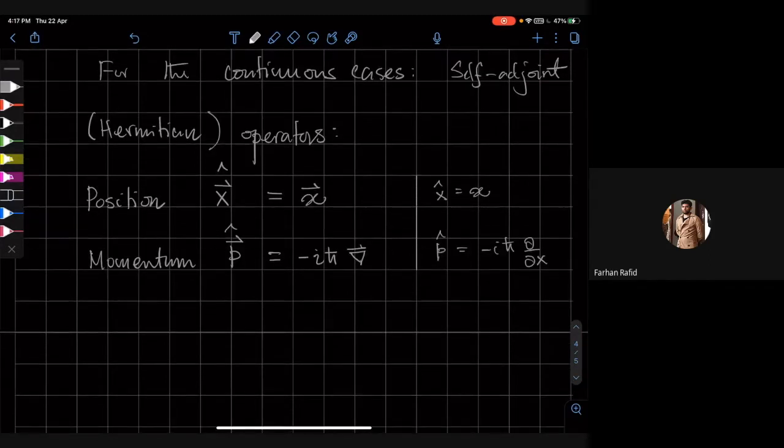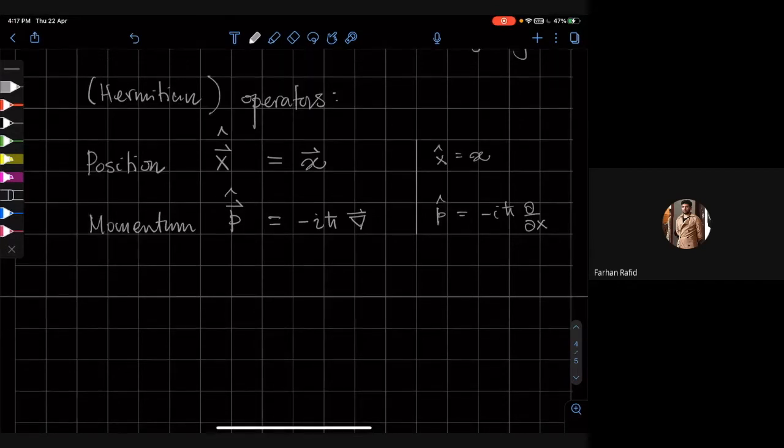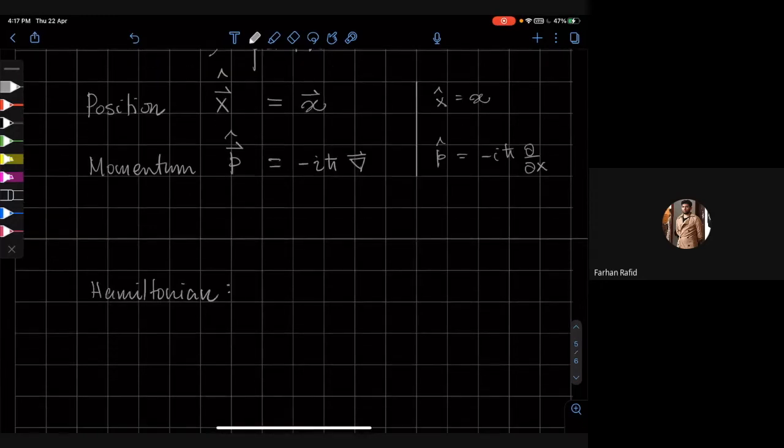And then, for example, here's an example of a Hermitian operator which is not a vector operator, the energy operator, also known as the Hamiltonian. And this is perhaps the most important operator. Well, all operators are important, but this is the central object that describes a system. And it's usually given by P squared by 2m plus the potential energy.